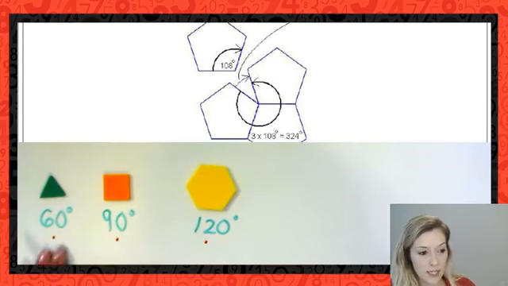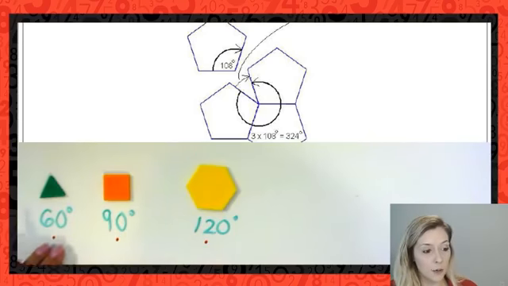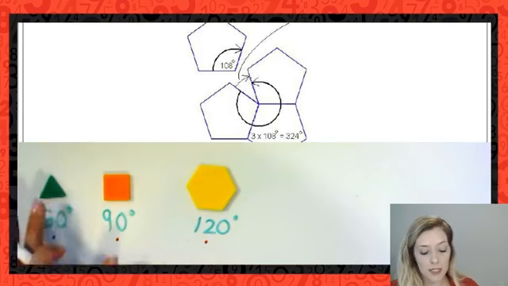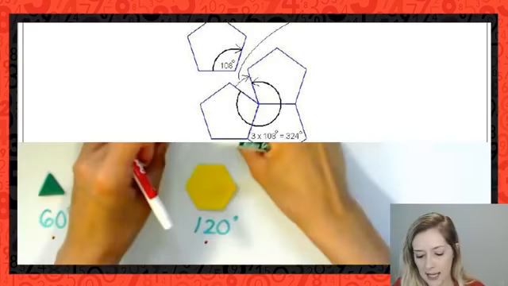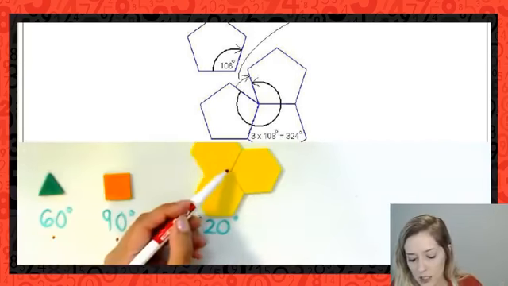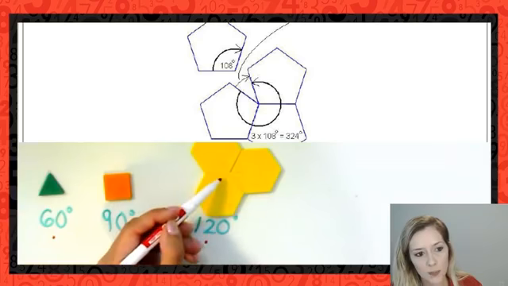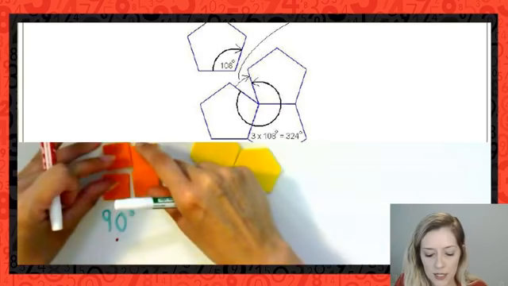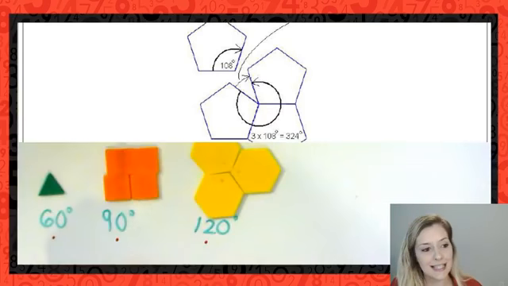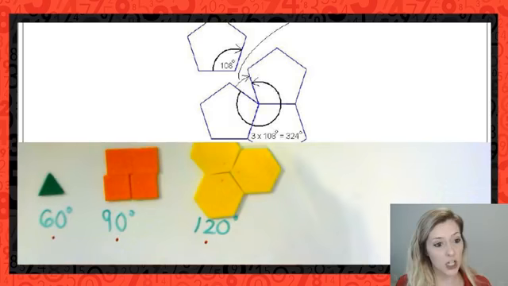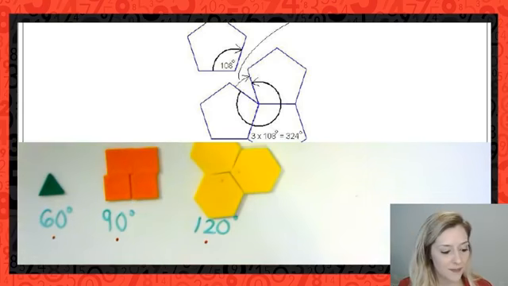So 360 is evenly divisible by 60, 90, and 120, which means if we put these maybe not side by side, but enough of them together, so 3 of them here, you can see 120 plus 120 plus 120 adds up to be 360. Same goes with 4 of my squares and 6 of my triangles. Pretty cool, right? Pretty cool that we can, before we even try to tile a plane and tessellate, see if shapes are going to work based on their angles, right?